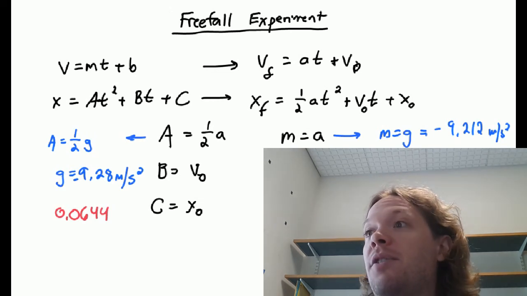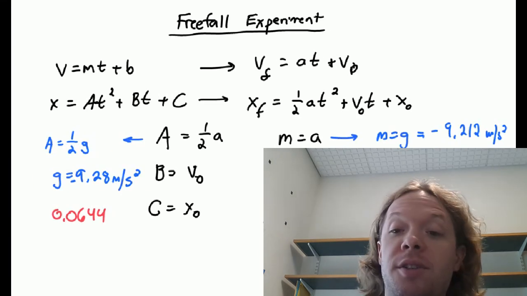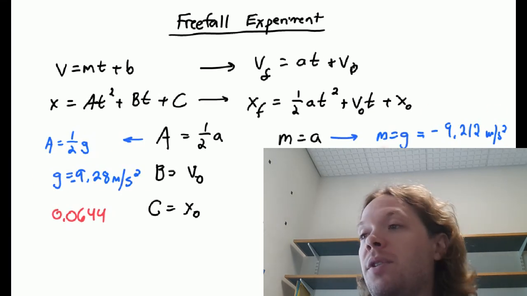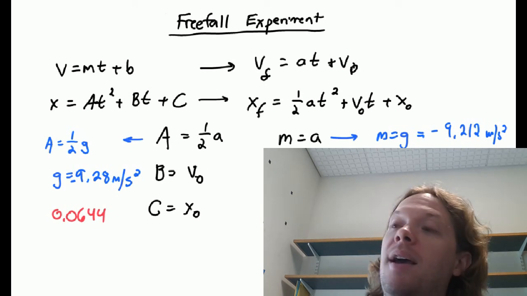This is, of course, much better than if we just did some estimate, like dropped some balls and tried to time them ourselves. But of course, there's still some inherent uncertainty because this is a lab, and uncertainties are part of understanding how experimental science works.